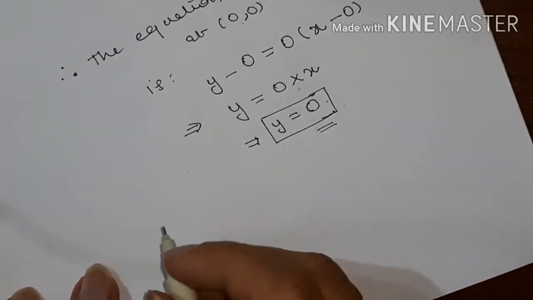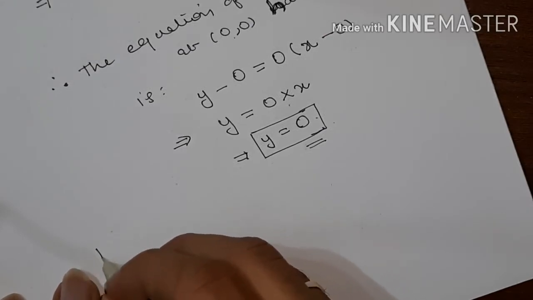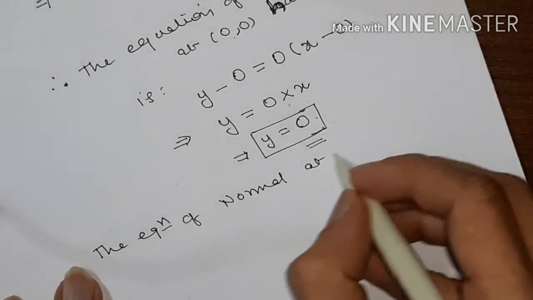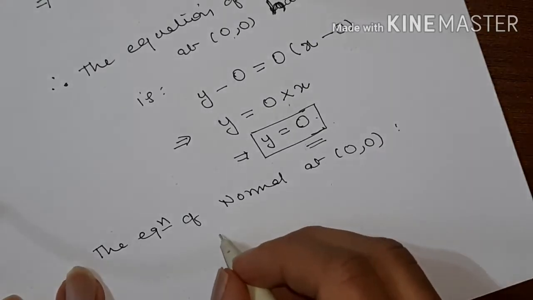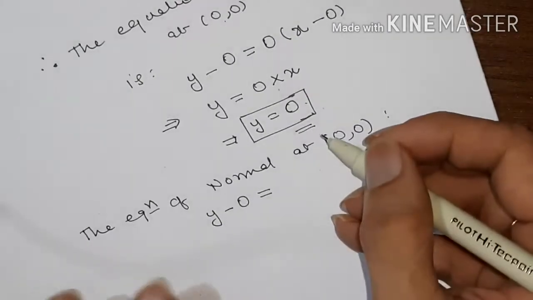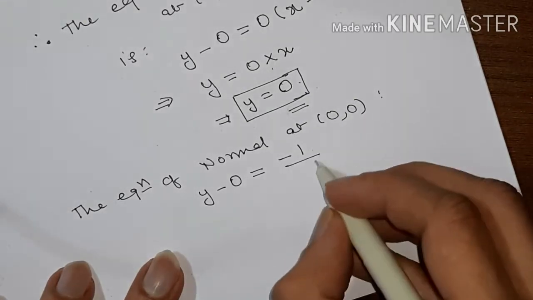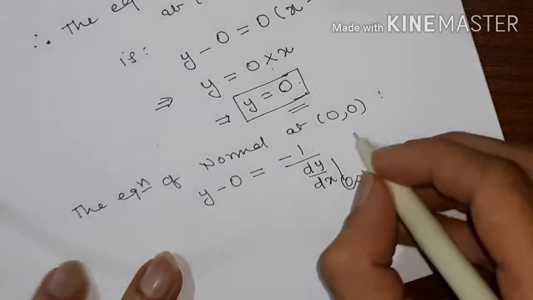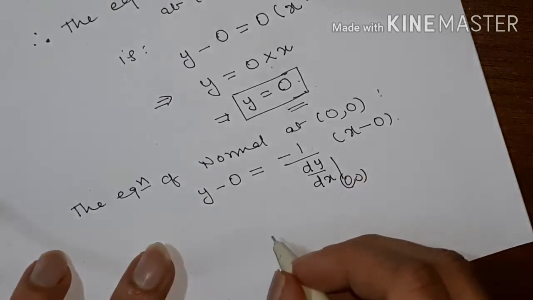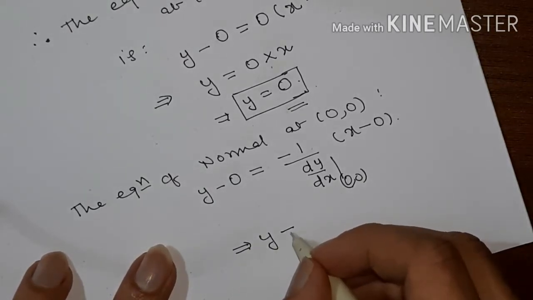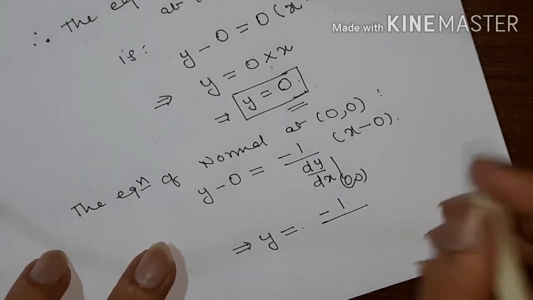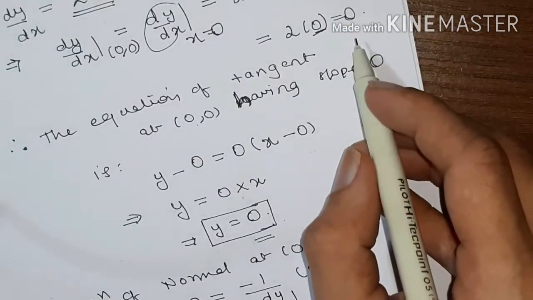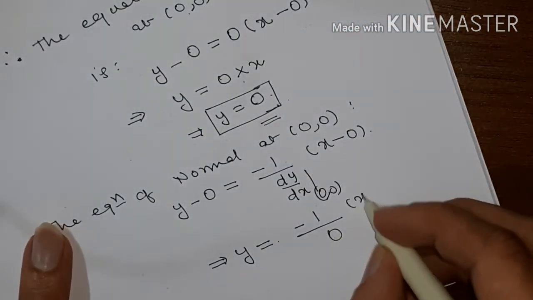Okay, now let us look at the equation of the normal. The equation of normal, right, at 0 comma 0 is what, y minus 0 equal to minus 1 divided by dy by dx at the point 0 comma 0, right, multiplied by x minus 0. Okay, so y is equal to minus 1 divided by, what is this dy by dx at 0 comma 0? That is 0, we have found out here. Okay, so this is 0 times x minus 0.